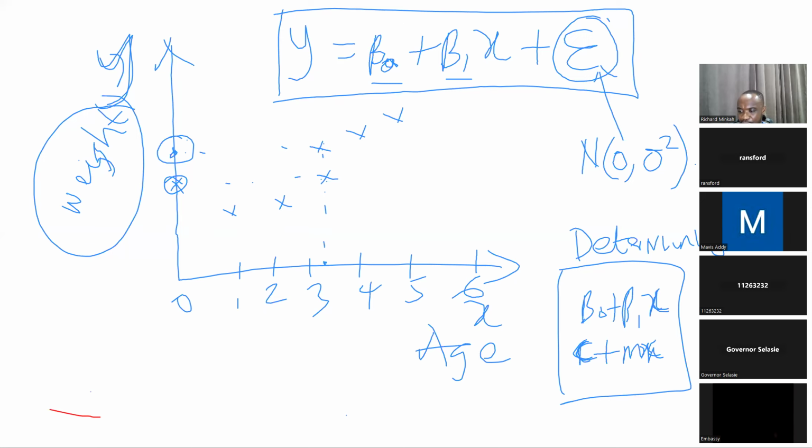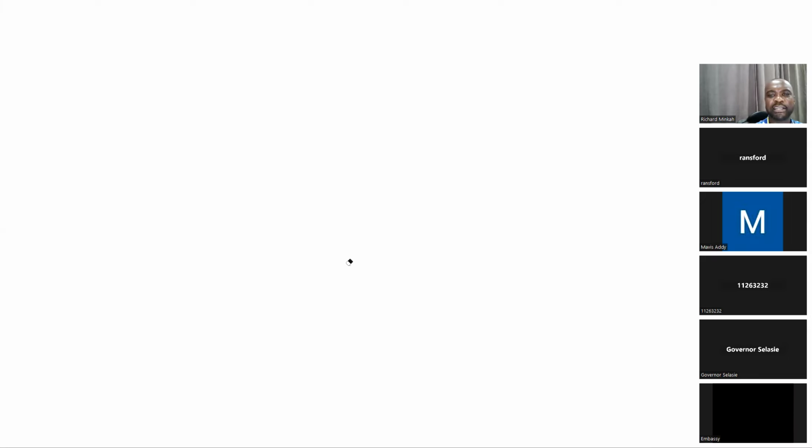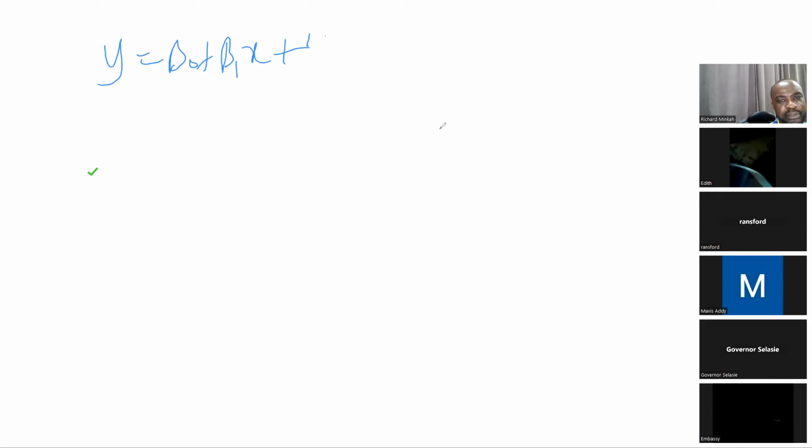Now I want to move on to, so the question is, how do I find my model? So we have our model y is equal to beta naught plus beta 1x plus epsilon, right? This is beta naught. Now, what we are going to do is that at the end of the day, we want to be able to find y cap is equal to what? Beta naught cap plus what? Beta 1 cap x.